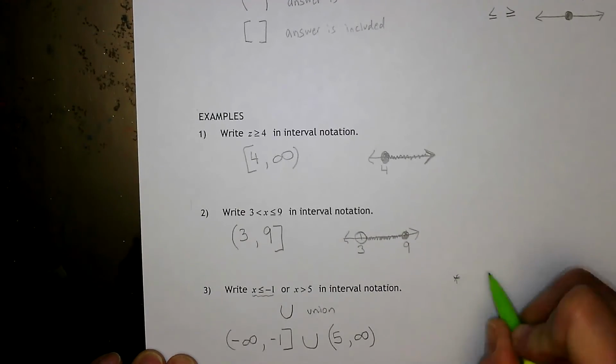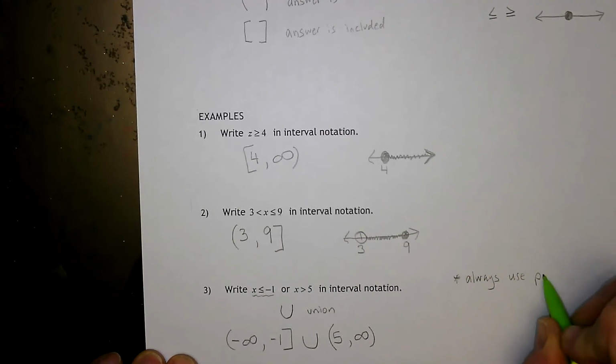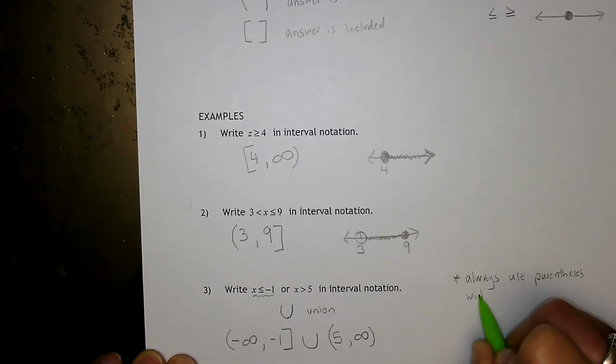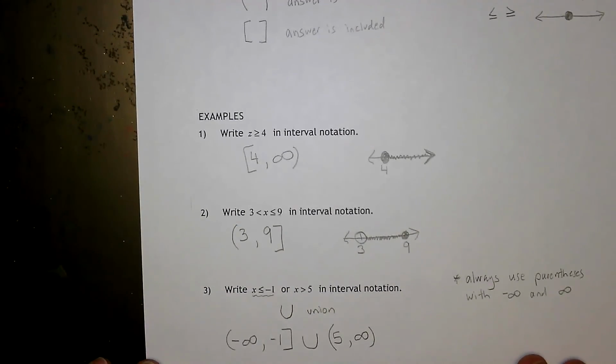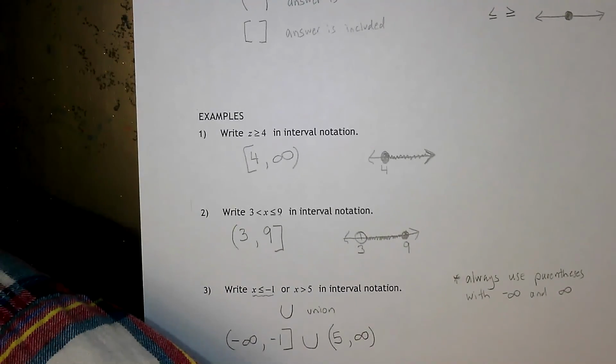So just as a note, always use parentheses with negative infinity and positive infinity. It's not an actual value, so you can't include it. All right, so that is a little bit on interval notation.